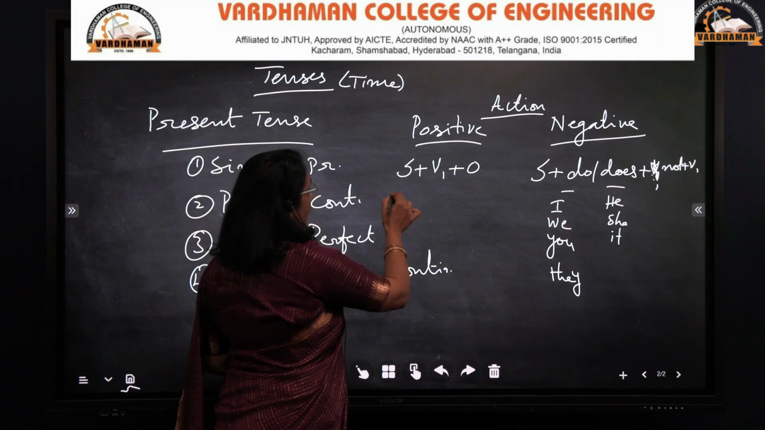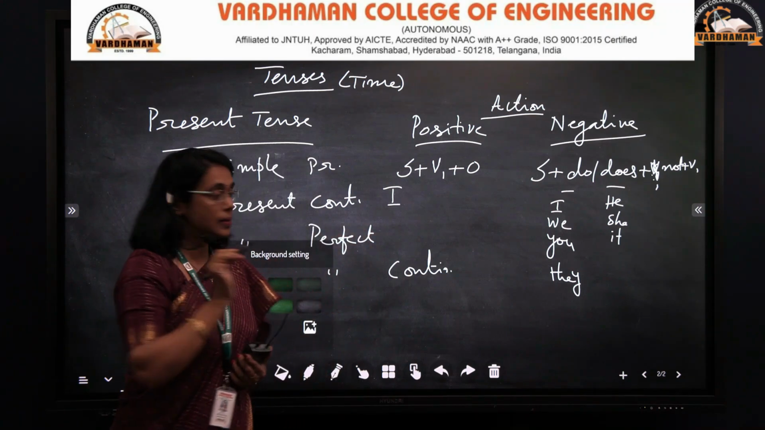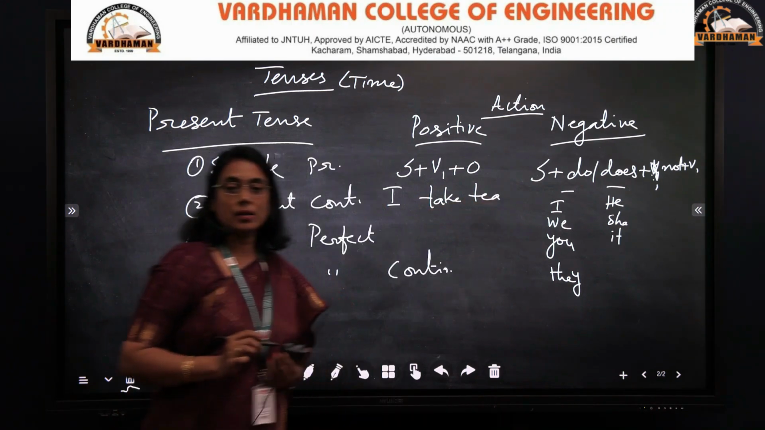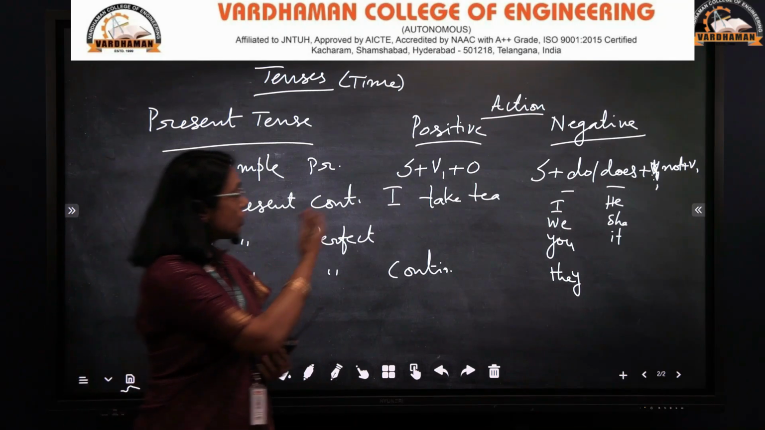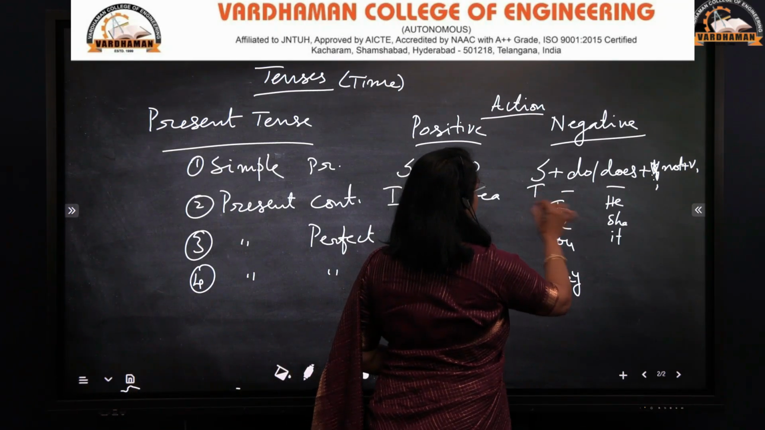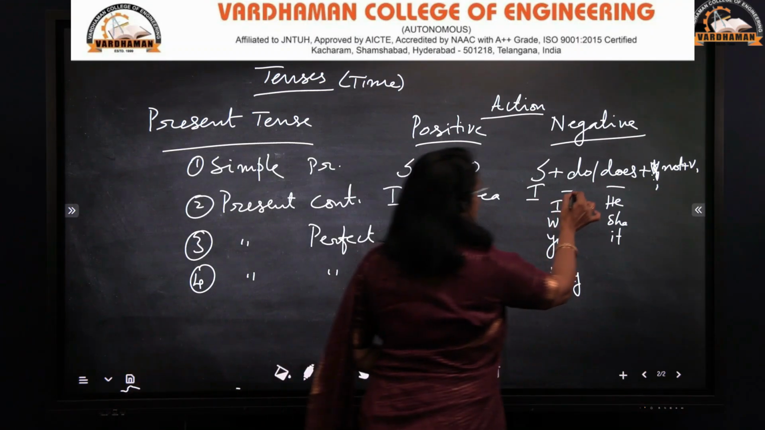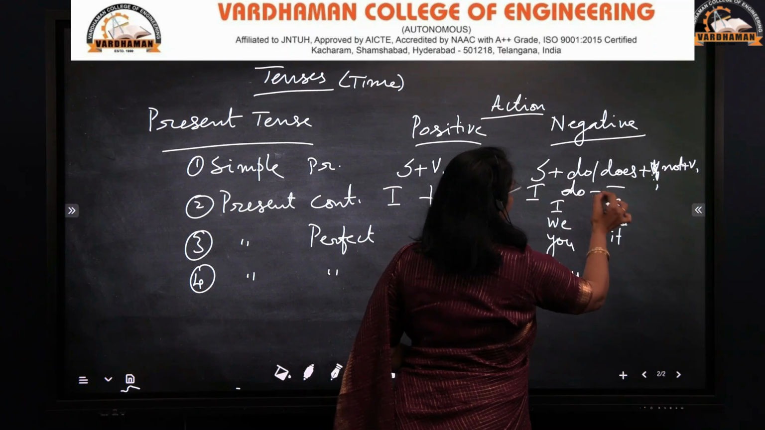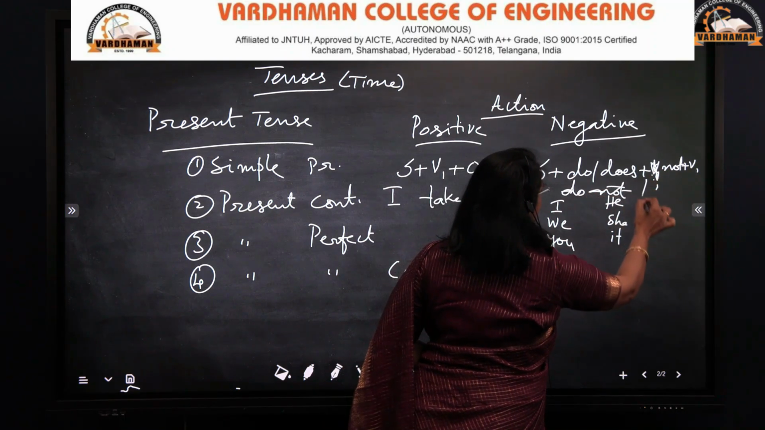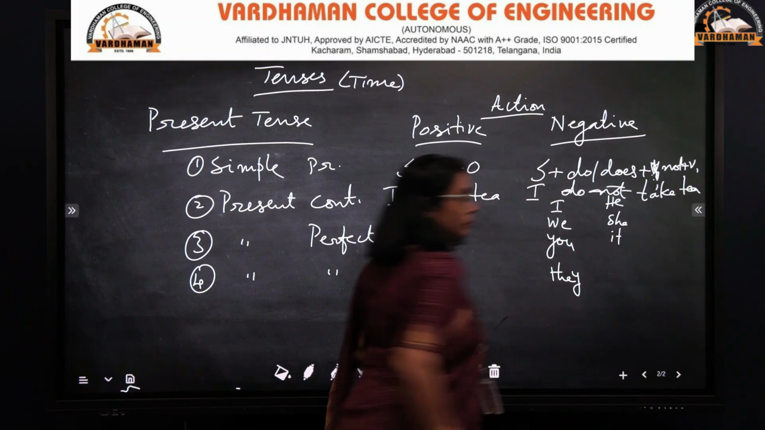Here, if we take the subject as I, and the verb as take: I take tea. This is a positive sentence. If you want to convert this into a negative sentence, it goes like this. With I, as I told you, we always take the helping verb do. So it is do plus not. I do not take tea.